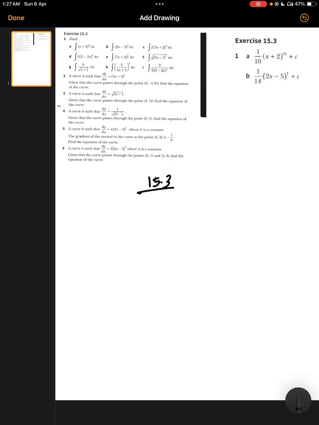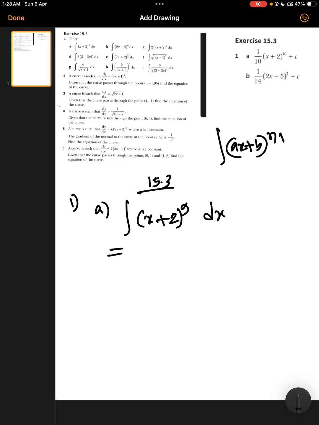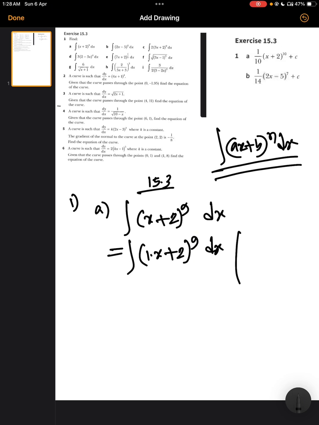So exercise 15.3, question number 1, 1a. Integration of (x plus 2) to the power 9 dx. If I compare this with the formula (ax plus b) to the power n, it is the integration of 1 times (x plus 2) to the power 9 dx. Here our a value is 1 and our n value is 9.